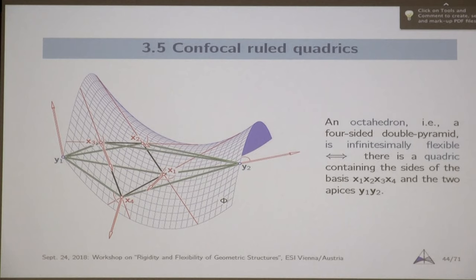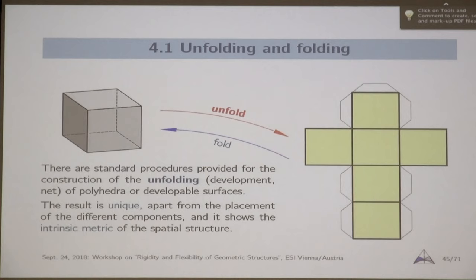So related to such a hyperboloid is also the question of a double-sided pyramid, so I have a quadrangle and two apices, in which case this is infinitesimally flexible. One characterization is that the four sides of the base are on a hyperboloid, and the remaining two apices, denoted as y1, y2, are on the same hyperboloid. So this is the geometric characterization.